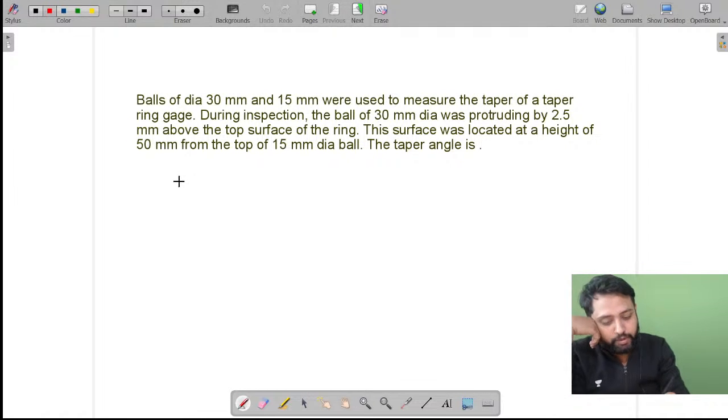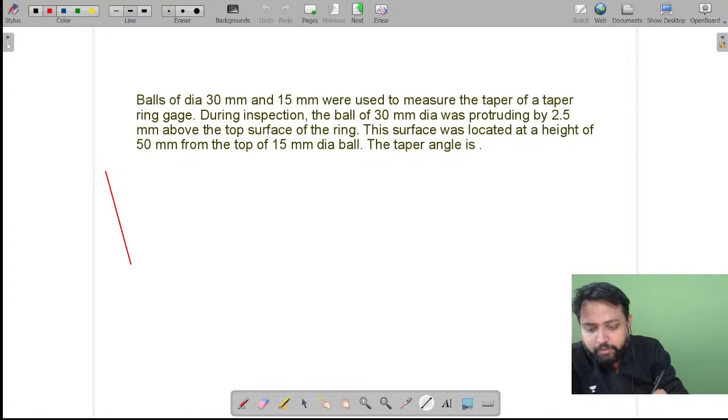We are about to discuss this precision ball measurement. It is given that balls of diameter 30 mm and 15 mm were used to measure the taper of a taper ring gauge. So if there is a taper ring gauge, dear students, that taper ring gauge will appear like this.